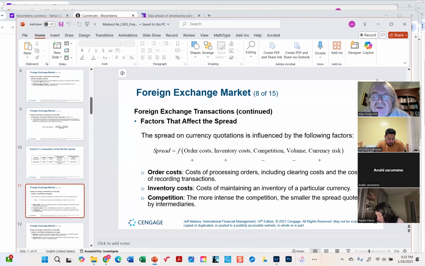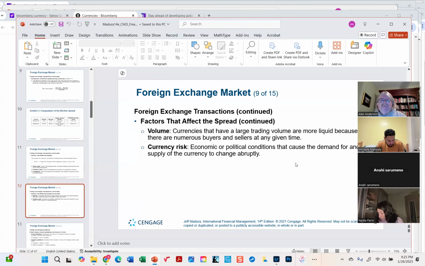Because the dealers don't want to be holding a currency that loses value. So for them to hold an inventory of a currency, they're bearing a risk of some kind. And so that will be reflected in the bid-ask spread. Volume, like we said, very heavily traded currencies will tend to have lower bid-ask spreads. And then the risk of a currency, the higher the risk, the higher will be the bid-ask spread.